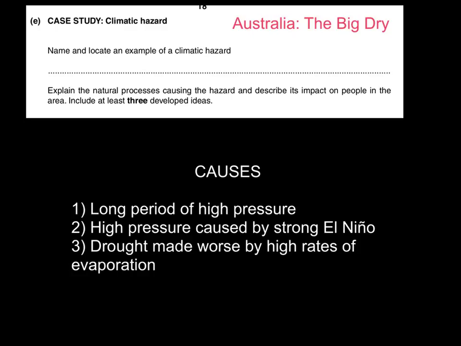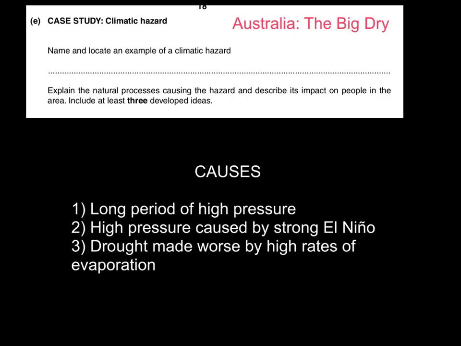So the 3 things you need to know are causes, effects and management. You'll only get tested on 2, but they can be really tricky. And if you have a look, you can see here that what they've done is they've talked about the natural processes. One of the things many people did here was talk about human processes. So they talked about deforestation or over-extraction of water. And while that's very true, it's not helping you answer the question.